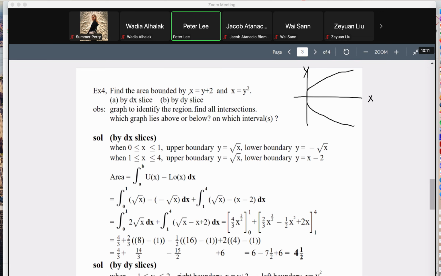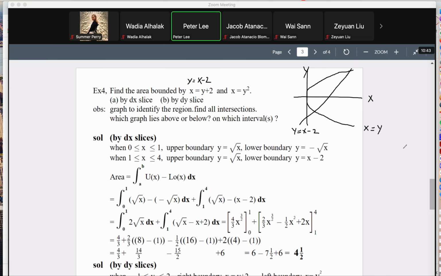And then the other graph is x equals y plus 2, which is the same as y equals x minus 2. Y equals x minus 2, it's not hard to understand. The graph is going to look like this. So this line is y equals x minus 2. And this graph is what? This graph is x equals y squared.